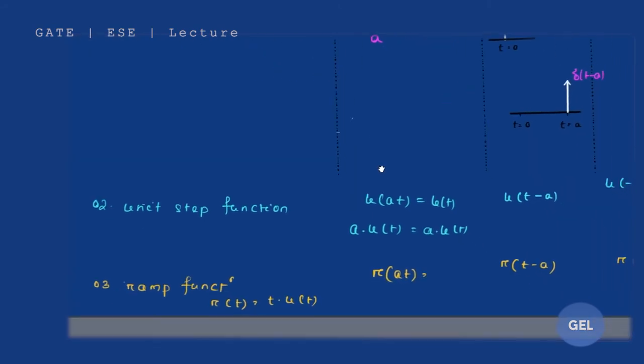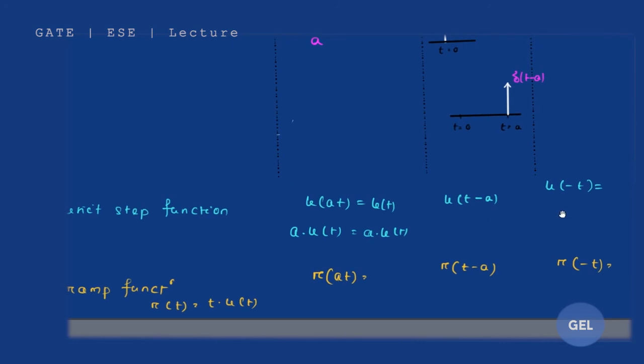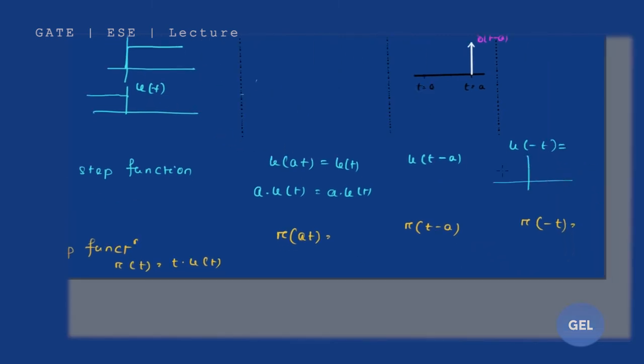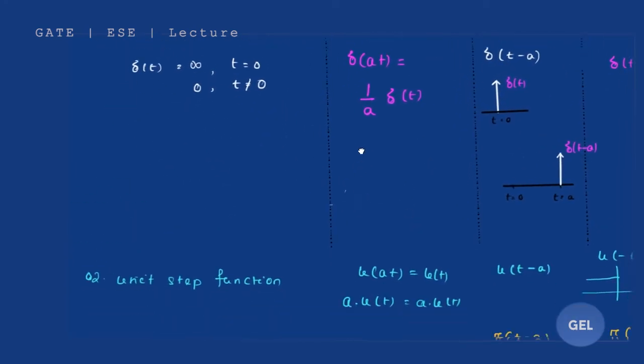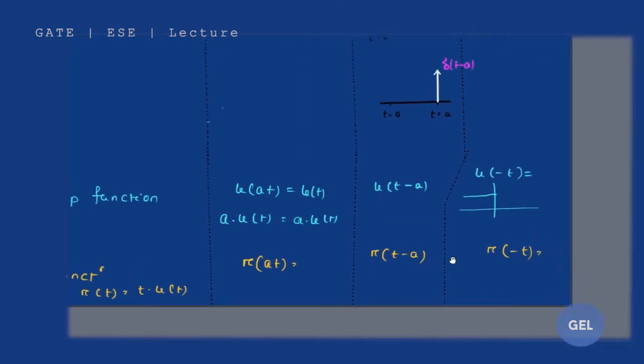I want you to have 100% clarity on this concept. There is nothing much to explain here. And u of minus t, you can tell it yourself. This is your u of t, and u of minus t will be the reversal part. Your u of minus t looks like this. So this point is clear. It's a very simple thing, and I want you to understand it absolutely. There is nothing like rocket science here, because it's amateur level that I'm discussing with you.